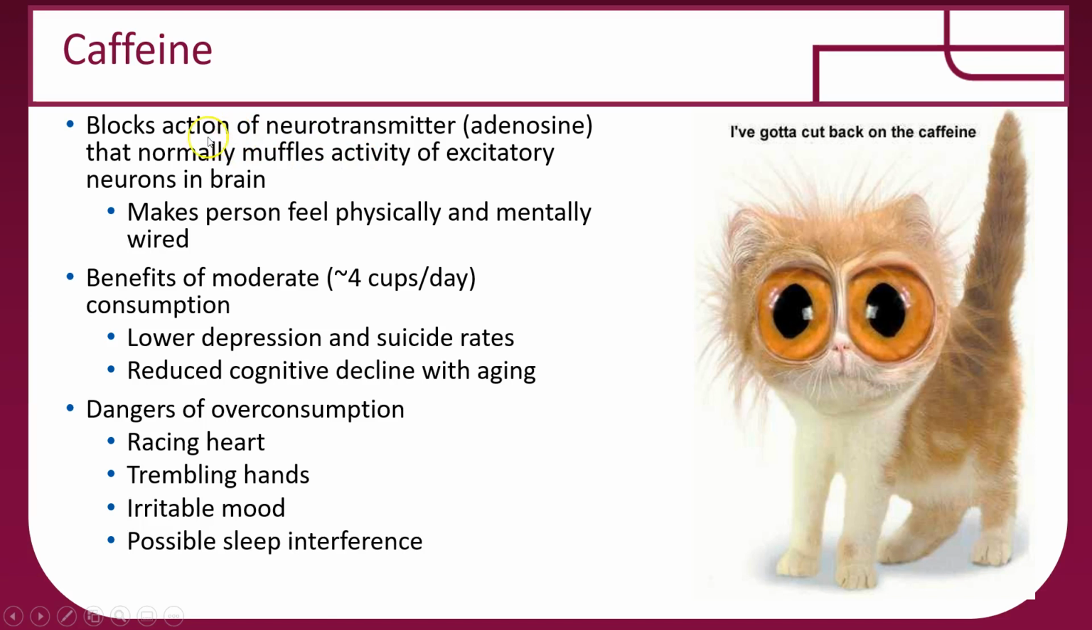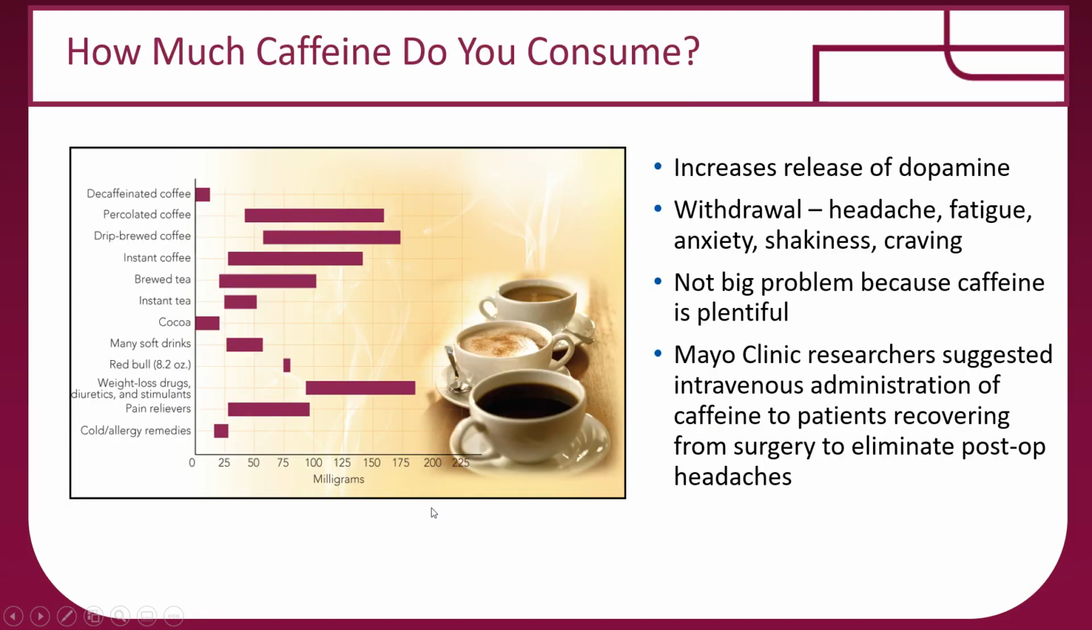Anyhow, how does caffeine work? It blocks the action of the neurotransmitter adenosine, which normally muffles the activity of excitatory neurons, so it makes a person feel physically and mentally wired. Benefits of moderate caffeine consumption: we see lower depression rates, lower suicide rates, and reduced cognitive decline with aging. But with overconsumption of caffeine, racing heart, trembling hands, irritable mood, and possible sleep interference. And people can be addicted to caffeine.